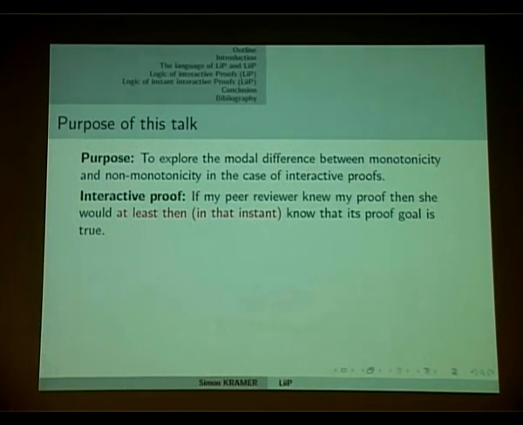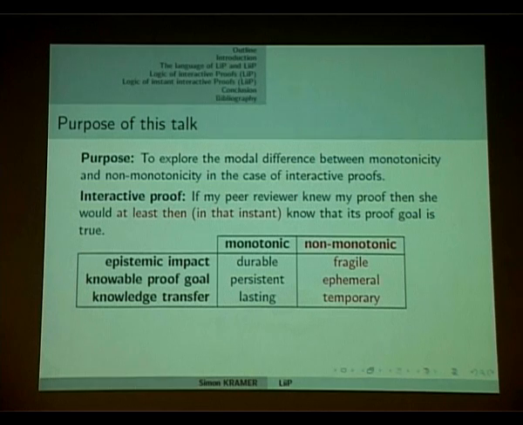The difference between monotonicity and non-monotonicity is in the red part. A monotonic proof would convince you always, in the instant you receive it, and henceforth. For a non-monotonic proof, this is not necessarily the case. So we have these two aspects, monotonicity and non-monotonicity.